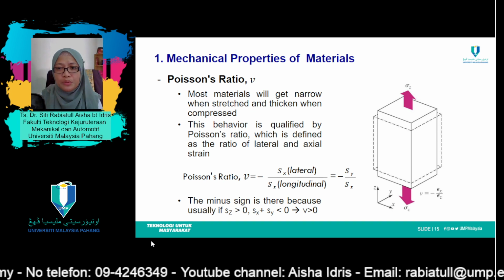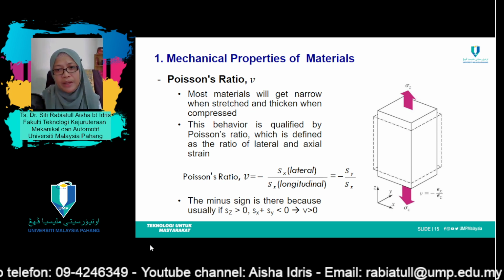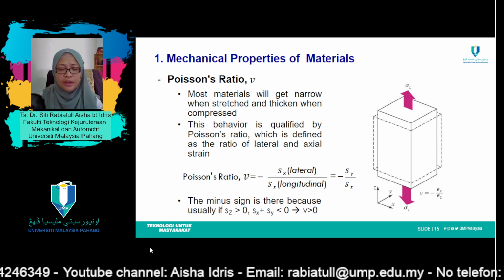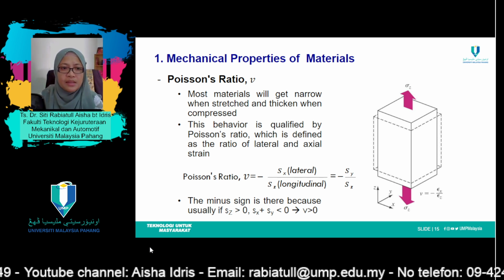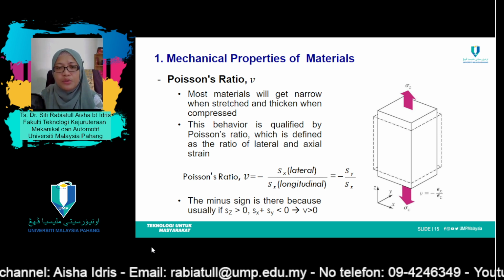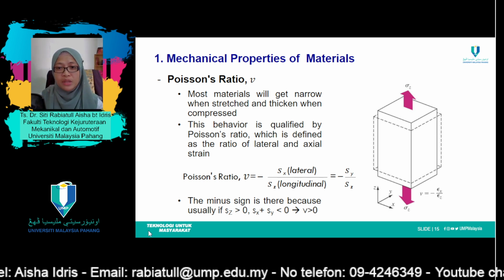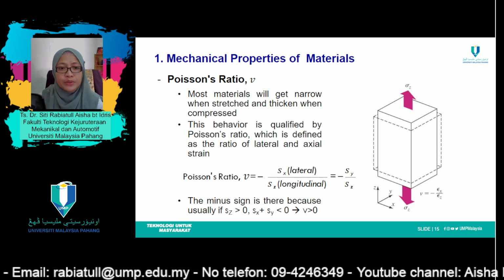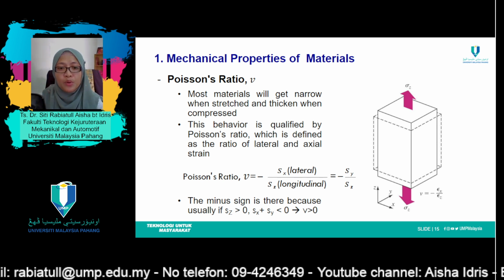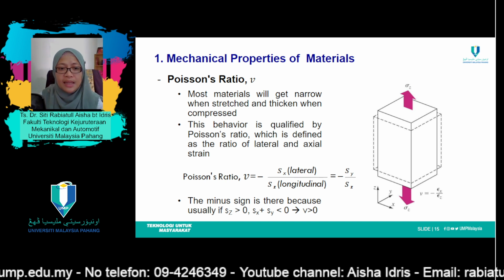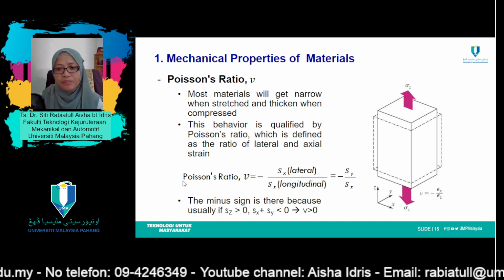Now let's move on to Poisson ratio. In mechanical properties of materials, the other things that you need to know other than plasticity, elasticity, stresses, you also need to know what is Poisson ratio. Poisson ratio is defined as the ratio of the change in the width per unit width of a material to the change in its length per unit length.